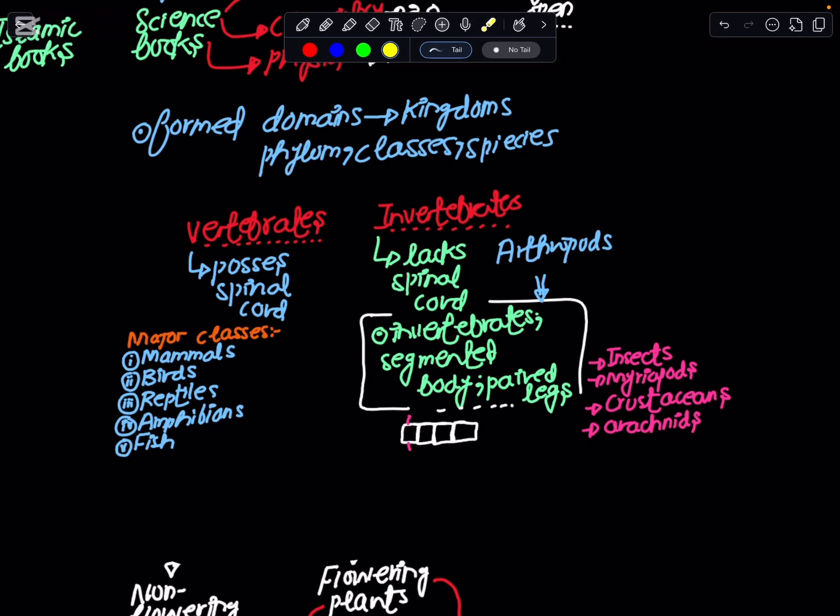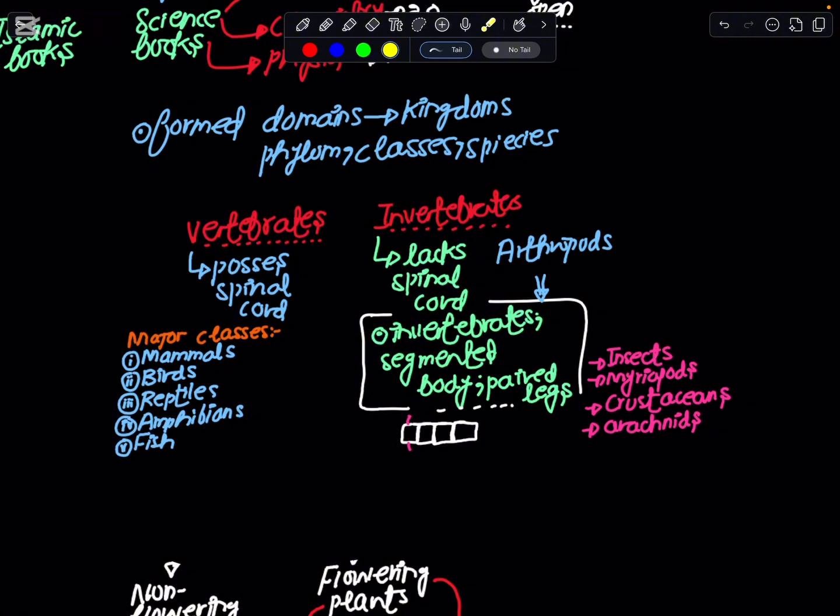So you just need to have an approach that for animals we have vertebrates and invertebrates, and this word vertebrate is not something new, because all those organisms that have a spinal cord in them are called vertebrates.